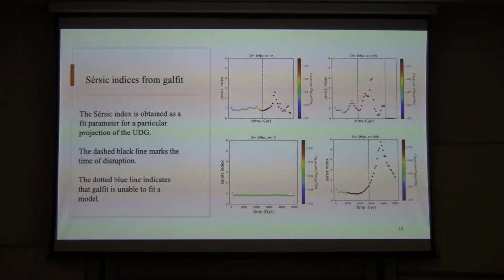This is the most stable case, where the Sersic index does not change much. It remains almost constant. At 1 megaparsec, this should be stable, but because of high tidal disruption, after some point the Sersic index changes a lot. The dashed line is where it has lost more than 80% of its mass. The same goes for here, but this is a highly eccentric orbit, so it loses mass very quickly and the Sersic index varies a lot. The same goes for 2 megaparsec with a highly eccentric orbit.